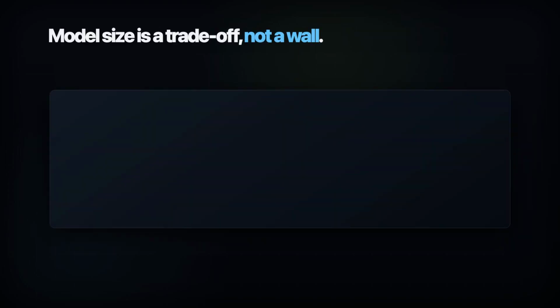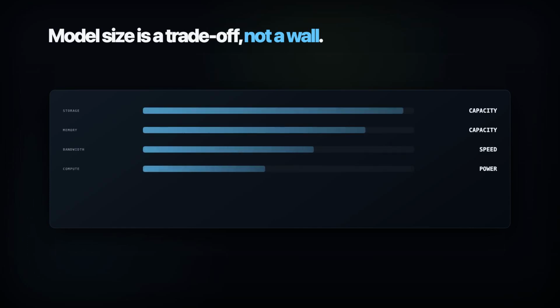It also proves something important about the future of local AI. Model size is not a simple wall. It is a trade-off between storage capacity, memory bandwidth, compute power, compression, and time. Add more GPU memory, and more layers can remain on the GPU. Add more system RAM, and more experts can stay cached. Use better quantization, and the model becomes smaller. Use a faster SSD, and disk streaming becomes less painful.